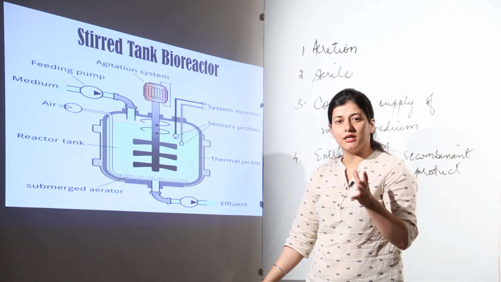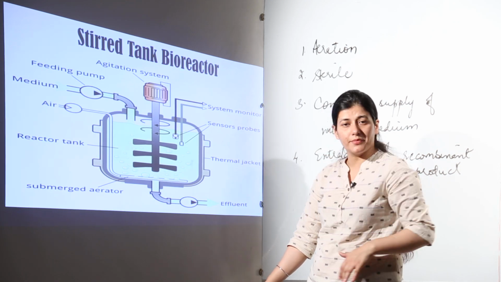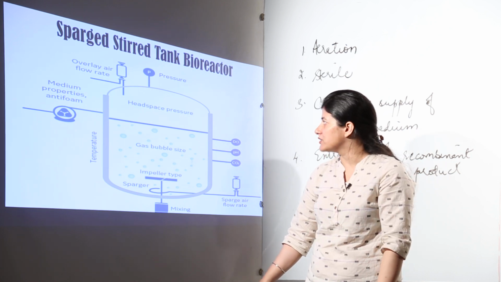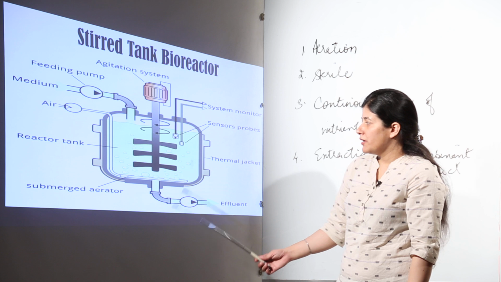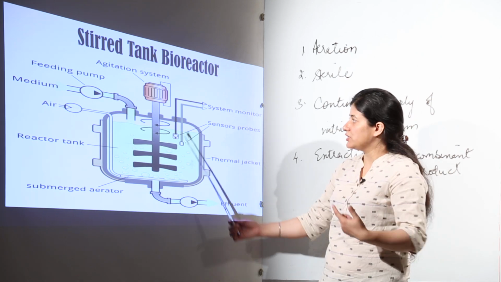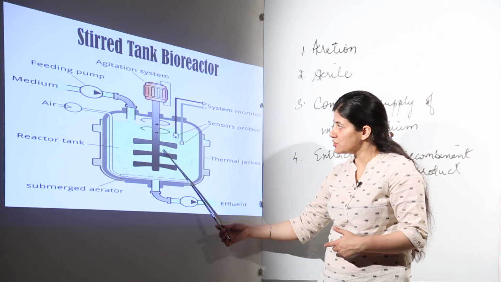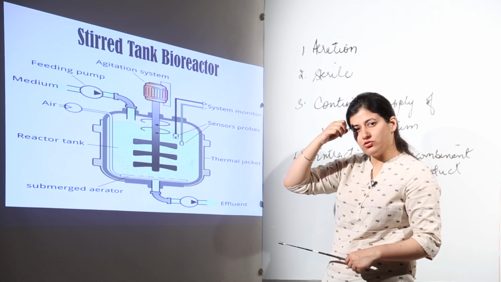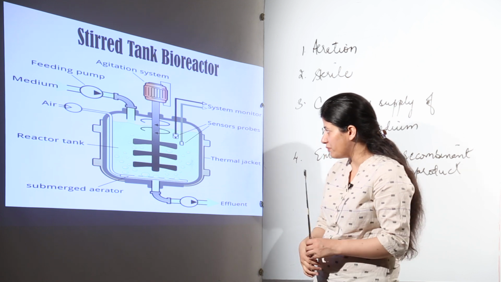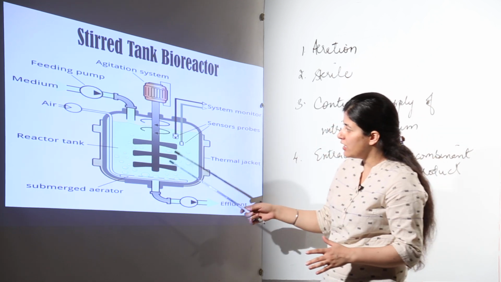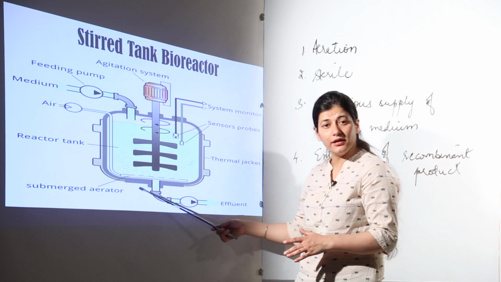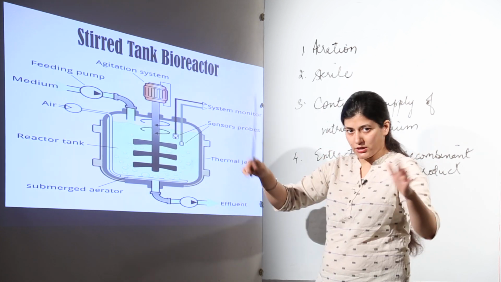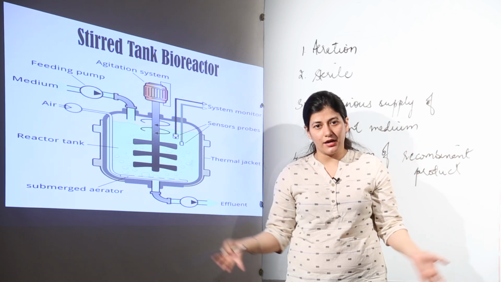One is the stirred tank bioreactor, of which we have a simple representation, and the other one is the sparged stirred tank bioreactor. We are going to see both of them. There is continuous agitation inside the bioreactor. We have an agitator so that there is no stagnation, it keeps on mixing, and the nutrients are used to their full availability. We have a huge reactor tank inside which this agitation system is floating. What you see over here is an entire bioreactor.